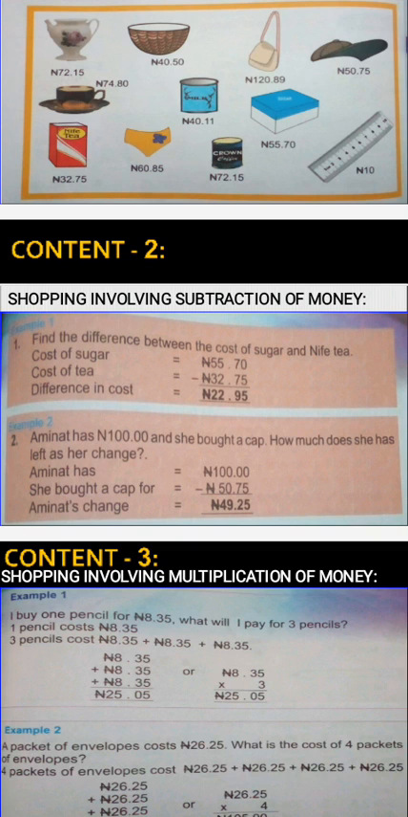Alright, so for example 2, Aminat has 100 naira and she bought a cap. How much does she have left as change? For some of you, when you are sent on errand, you should know. That's the essence of teaching you these basic things, because you are not too young to be sent on errand, so that nobody will play smart on you. So Aminat has 100 naira and she bought a cap for 50 naira 75 kobo. She should have change, of course. So let's see how much change is left. The change is 49 naira 25 kobo.